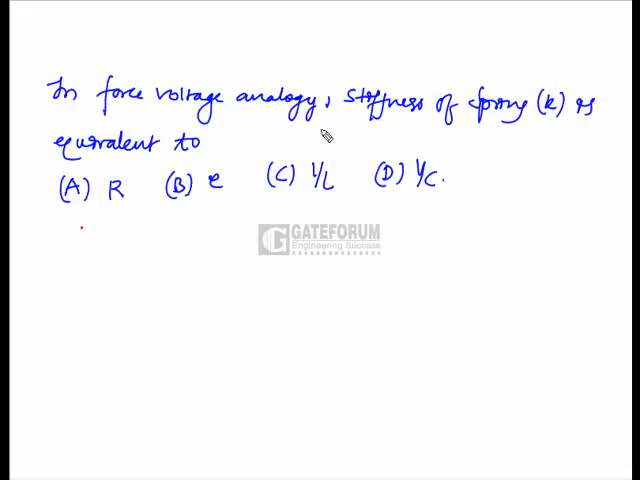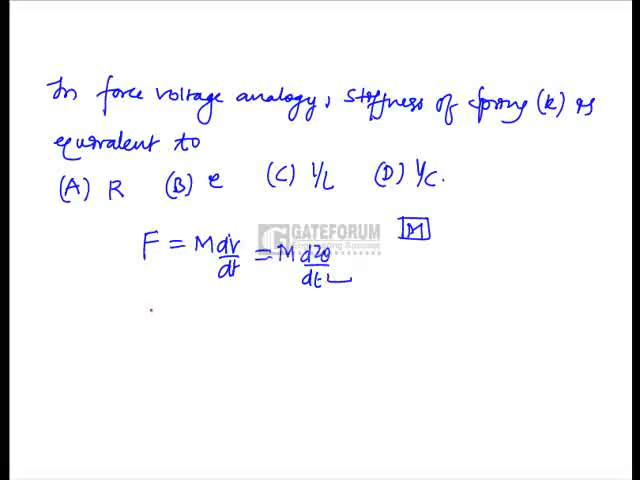Now, in force voltage analogy, stiffness of spring constant K is equivalent to, it can be resistance R, it can be 1 by L, that is 1 by inductance, and 1 by C, 1 by capacitance, and one more option given as E, voltage. Now, what is the force equation for a mass block? Force equation is m into dV by dt, or you can write this as m into d square theta by dt square. Similarly, for friction it is given as B into dV by dt, and for the spring constant, F is equal to K into theta.